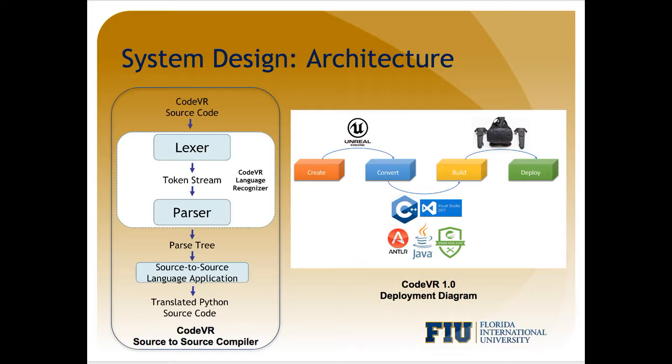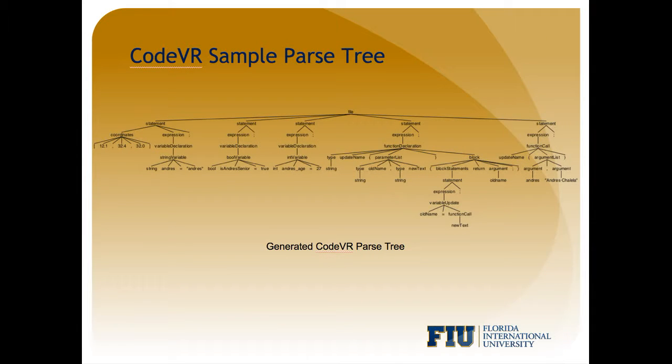The current iteration of the compiler defines the CodeVR language tokens and syntax via the implemented ANTLR lexer and parser grammar rules and features the translation of CodeVR source code into the Python programming language. The compiler uses defined rules and the language recognizer to generate a valid parse tree from the provided CodeVR source code input. Once the parse tree is generated, the CodeVR language application traverses the tree and generates the translated language that is selected by the user. I will now guide you through the different parts that compose the CodeVR source-to-source compiler.